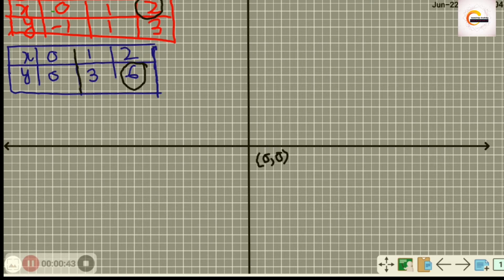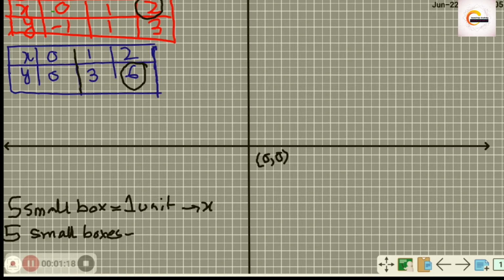So first let me write the scale of the graph. 5 small boxes is equal to 1 unit on the x-axis, and similarly 5 small boxes is equal to 1 unit on the y-axis.